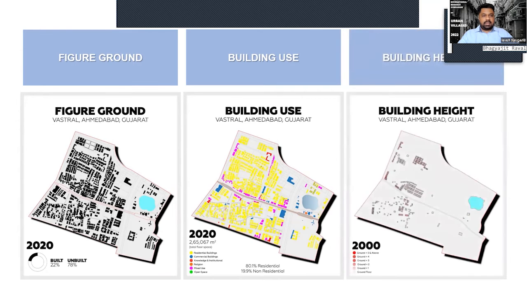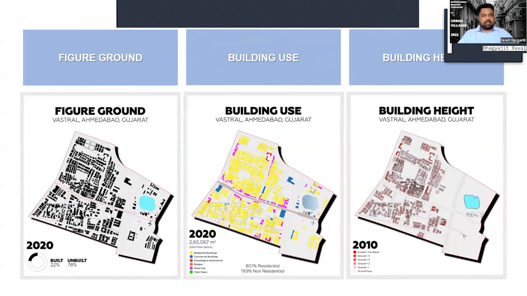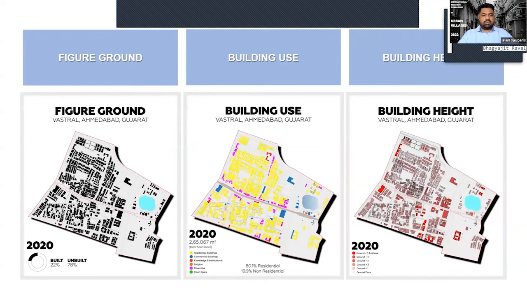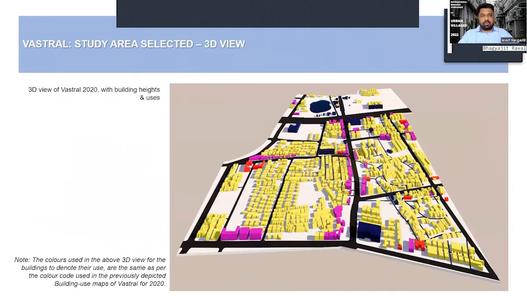Now, this is the building height. So you can see the transformation in the building height. This is the building height in the year 2000, 2010, and 2020. This is how we have tried to show various indicators of the transformations over the decades. This is the overall 3D map of the study area. This is a 2020 image with building heights and uses.